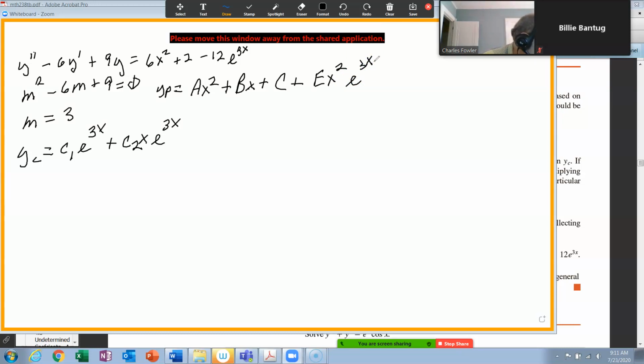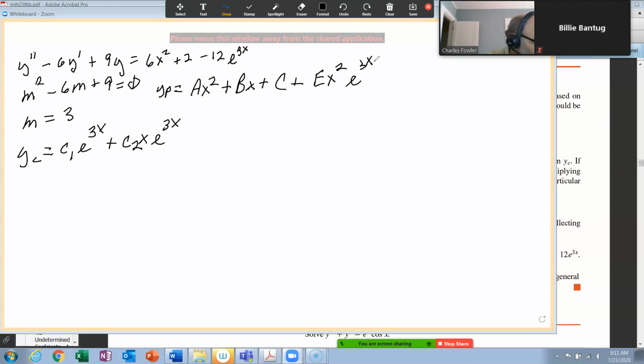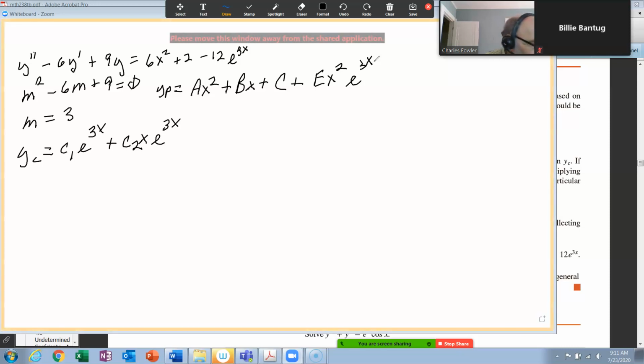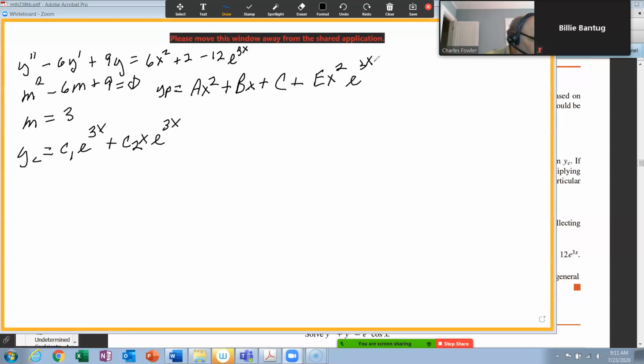Let's make sure they have it right here. First, the complementary solution, c1 e to the 3x plus c2 x e to the 3x. Got it. And then particular solution, ax squared plus bx plus c plus e x squared e to the 3x. Perfect. Now, what you have to do with that is take your derivatives so you can plug the particular solution in here and then set it equal to that.